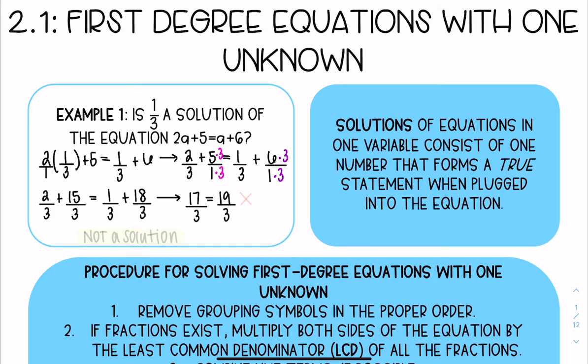Now 17 over 3 does not equal 19 over 3, so this is not a true statement. And because we did not get a true statement, we got a false statement. That means that this is not a solution.